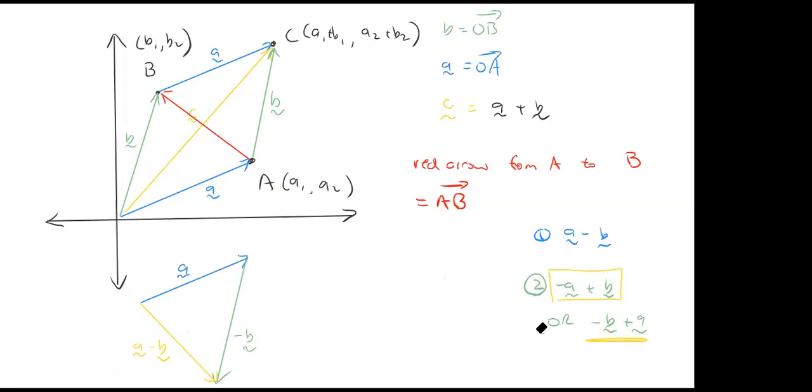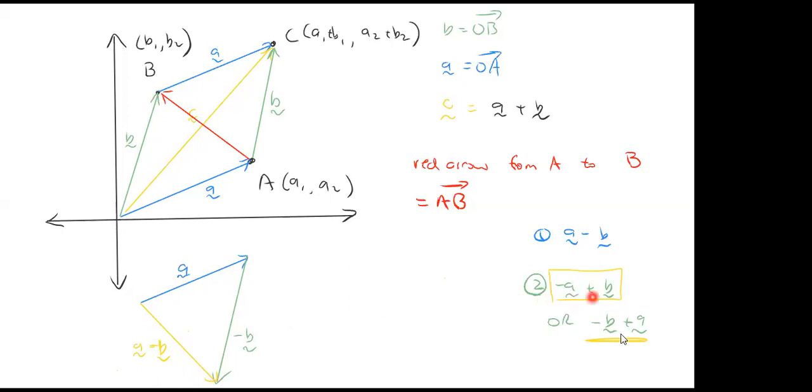Now, does A minus B look like AB? No. Why not? It does. Well, AB is this, right? But it's a different one, and A minus B is this, right? So are they the same? No. I have an idea, but I'm not sure if it's right.